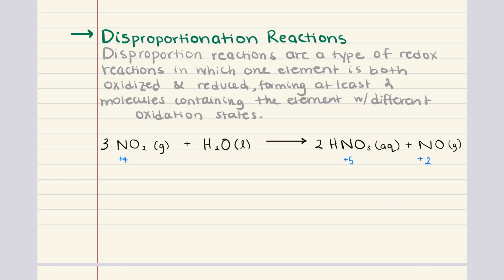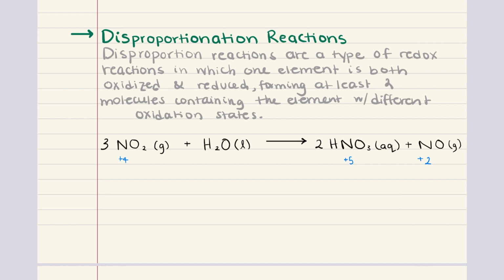Today we're going to continue our lecture on redox reactions, and our first topic of interest is disproportionation reactions. A disproportionation reaction is a specific type of redox reaction in which one element is both oxidized and reduced, and it forms at least two products where the element appears in different oxidation states.